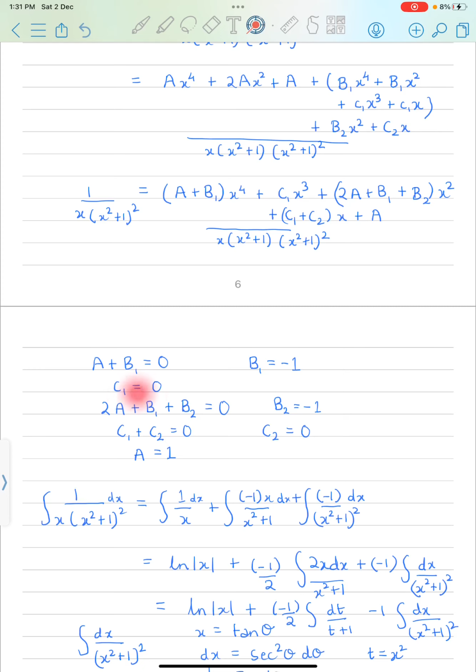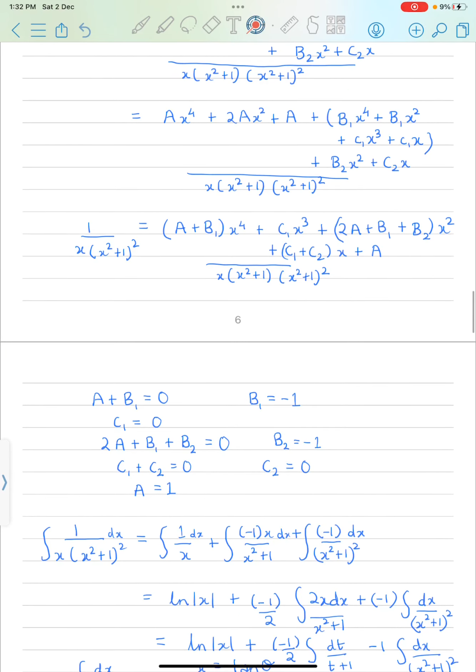Now if you solve this, since c1 is equal to 0 and c1 plus c2 is equal to 0, c2 is equal to 0, and also a is equal to 1, that we have already seen. So b1 is equal to minus a, which will be minus 1. Then if you put a equal to 1 and b1 equal to -1 here, you will find b2, which will be -1. So you have found a, b1, c1, b2, c2.